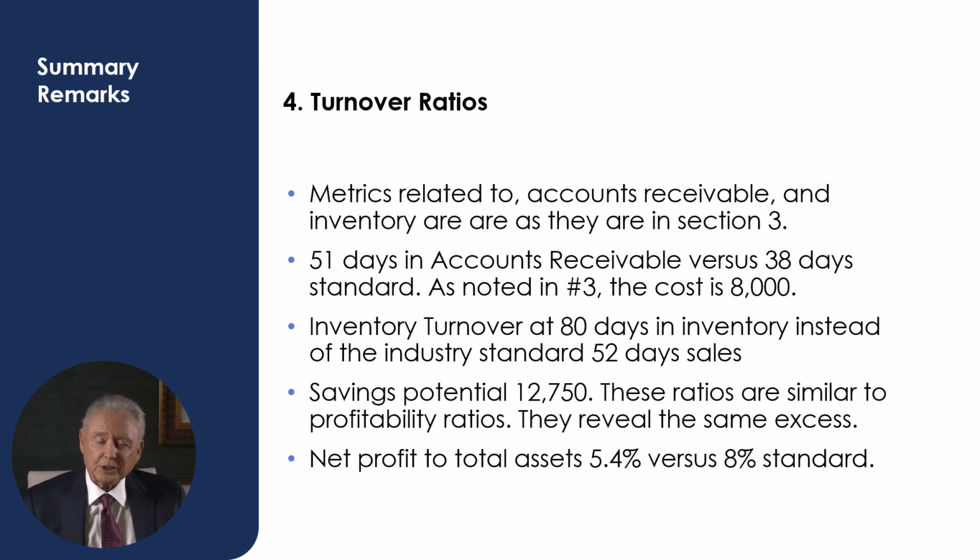With turnover ratios, we saw the same metrics for accounts receivable and inventory, showing excess and the related holding costs. That's $8,000 for excess receivables and $12,750 for excess inventory. We also saw that accounts payable was close to normal. Net profit to total assets was low, 5.4% actual versus 8% budgeted. In general, turnover of accounts receivable, inventory, and total assets was subpar by the amounts shown in previous slides.